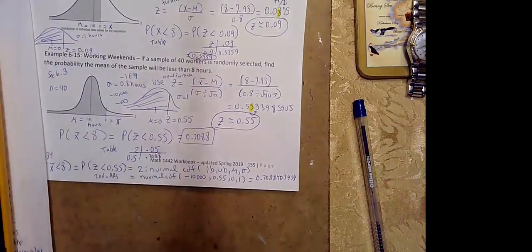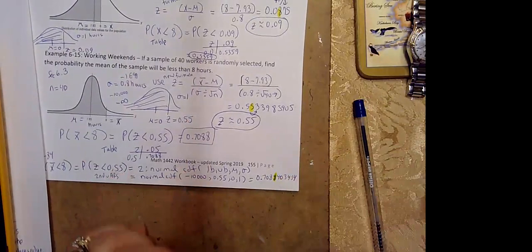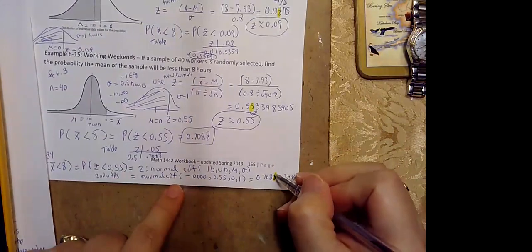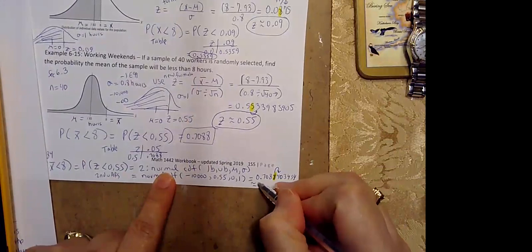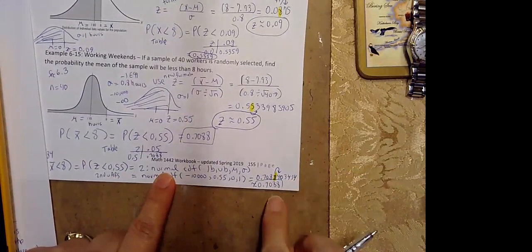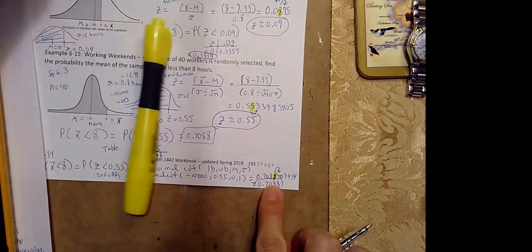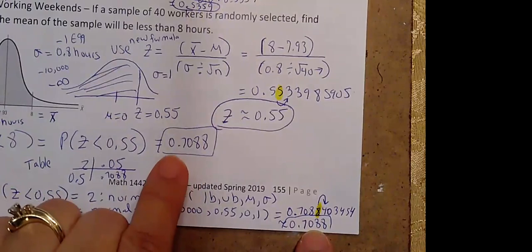Then you round to the ten-thousandths: 1, 2, 3, 4. That's right here. The 8, look at the number to the right. Is that 5 or more? Nope. So that stays. So 0.7088. See how that matches this? So this matches that.